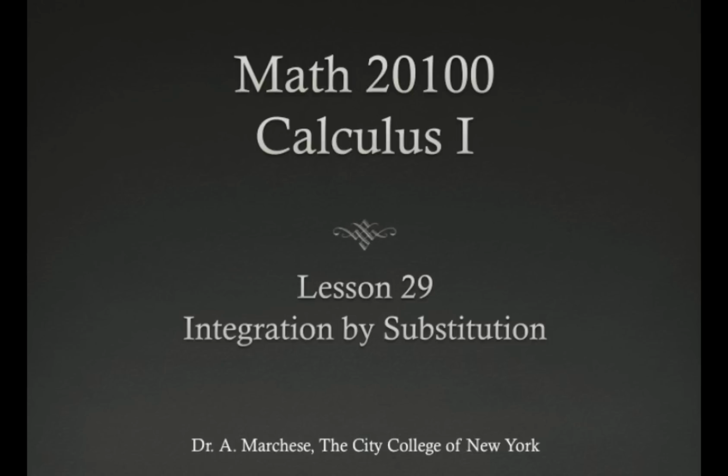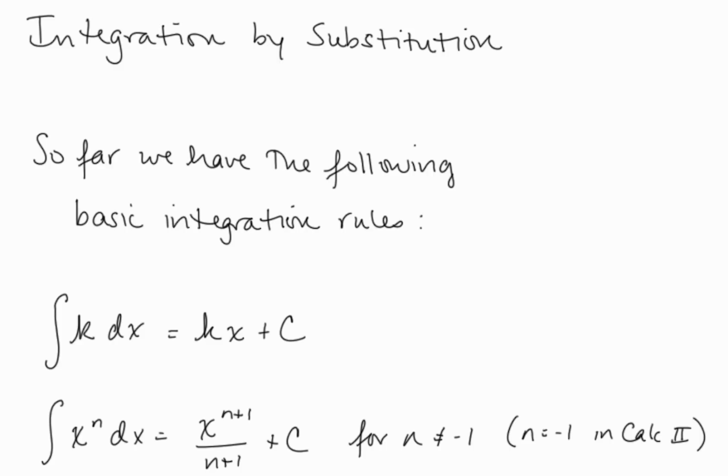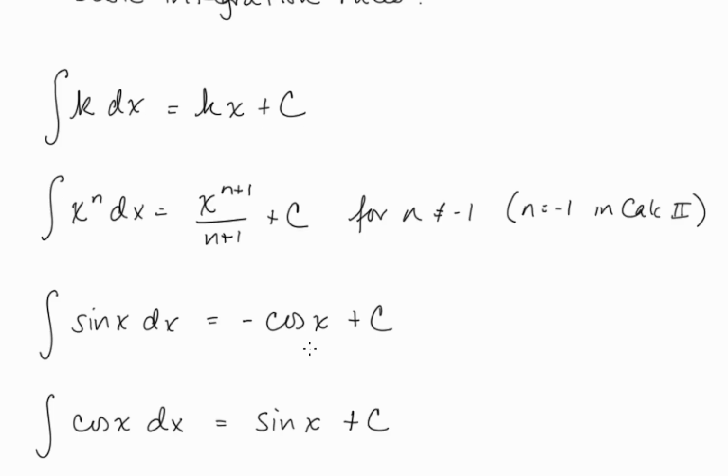This is Lesson 29 in our Calculus 1 series, Integration by Substitution. So far, we have the following basic integration rules. We have that the integral of a constant k is equal to kx plus c. The integral of x to the nth power is equal to x to the n plus 1 over n plus 1 plus c for n not equal to -1. We cover that case in Calc 2.